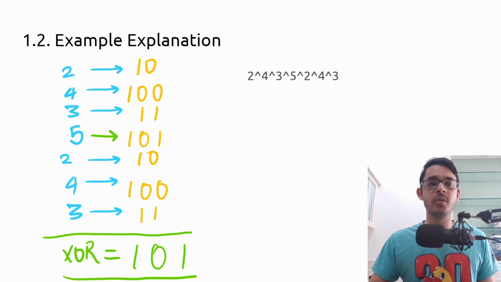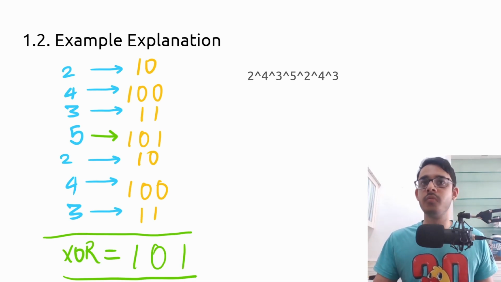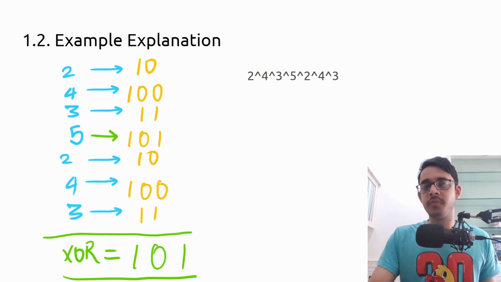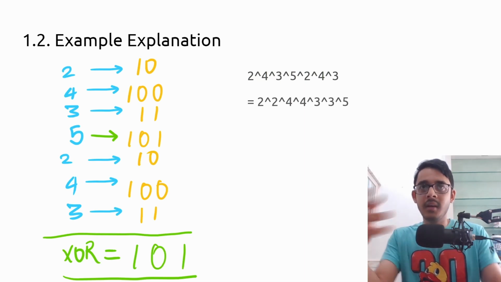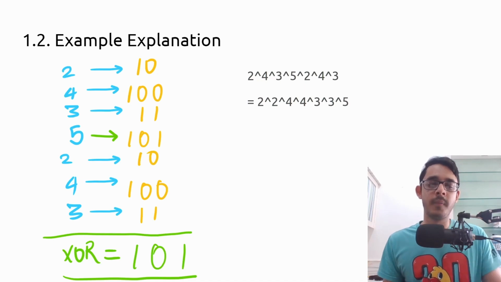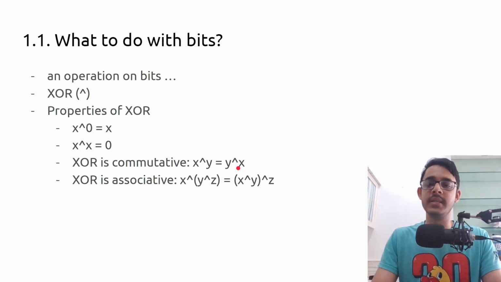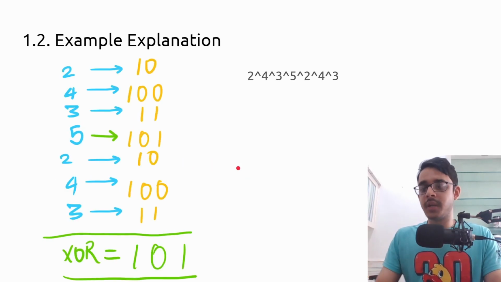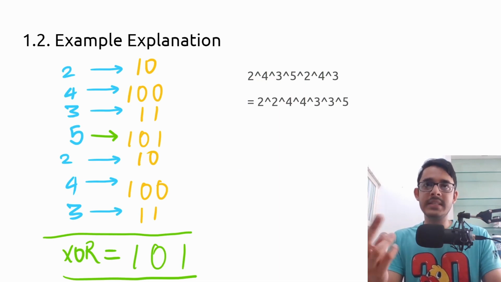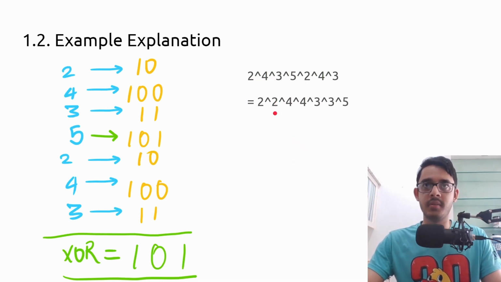2 XORed with 4, XORed with 3, 5, 2, 4, and 3. That's what we have right now. What can we do with this? Using the commutative property, we can rearrange these numbers however we want, right? We have this property of x XORed with y gives y XORed with x, so we can swap these numbers. One of the things we can do is swap these numbers till we get this kind of arrangement: 2 XORed with 2, 4 XORed with 4, 3 XORed with 3, and then 5.